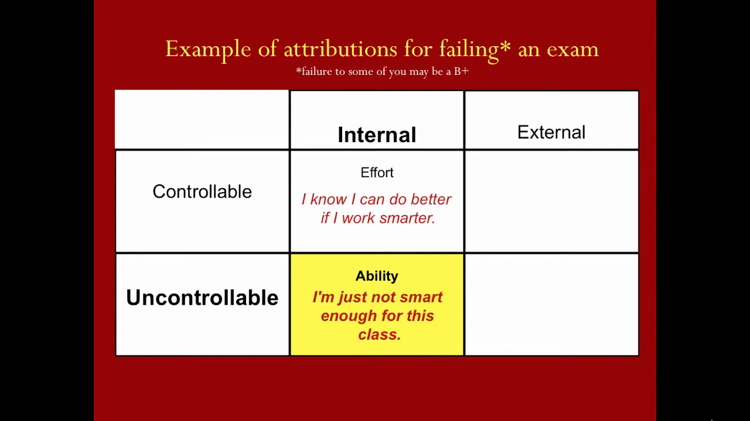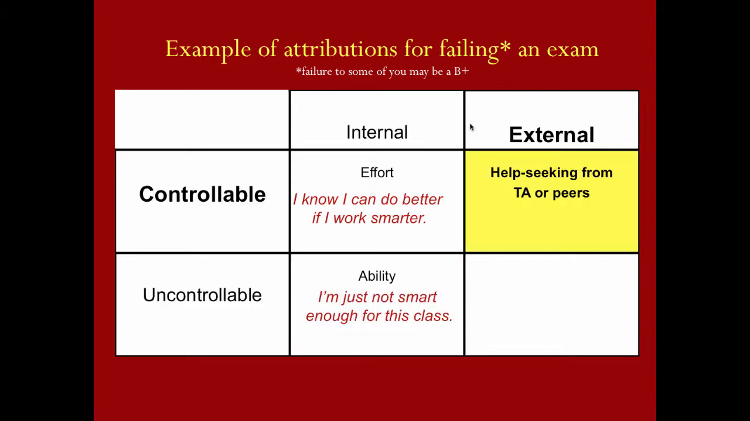Imagine how the student would feel. Imagine the emotions that are evoked by this type of thought, by this type of attribution, which are basically beliefs. If a student really believed that they didn't have the ability, that the results of their failure were internal and uncontrollable, this would likely result in the student feeling hopeless.